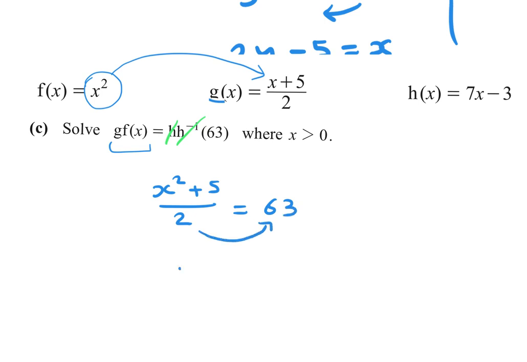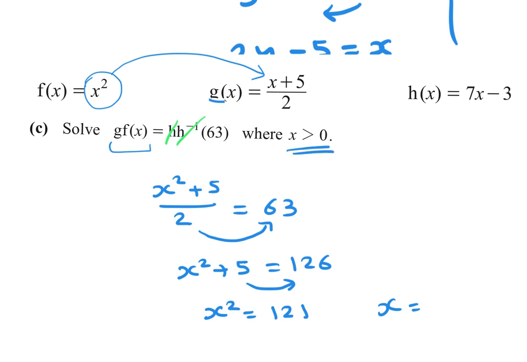Multiply by 2. So x squared plus 5 equals 126. Now 5 goes to the other side by negative. So x squared is 126 minus 5, which is 121. Take the square root. So x equals positive or negative, but I need the positive because x is more than 0. So the square root of 121 equals 11.